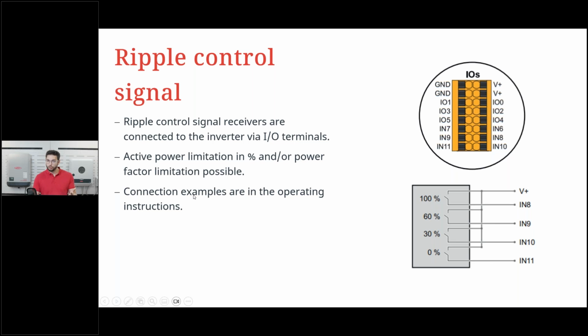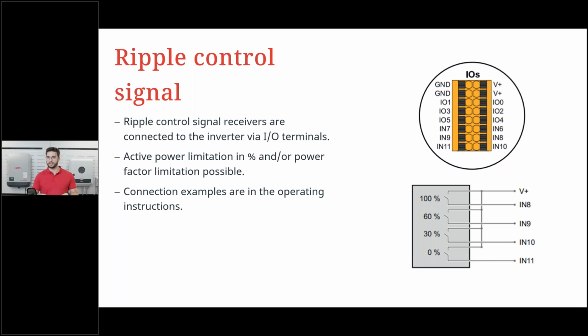And the cool thing for a ripple control signal is, as we have just heard, we can do multiple systems with it. So if you have multiple Gen24 and Snap inverters in one system, you can just split the signal up and connect multiple ones to it. And all are then controlled with this ripple control. So the connection examples, of course, have to be done by the statements of the grid supplier then.